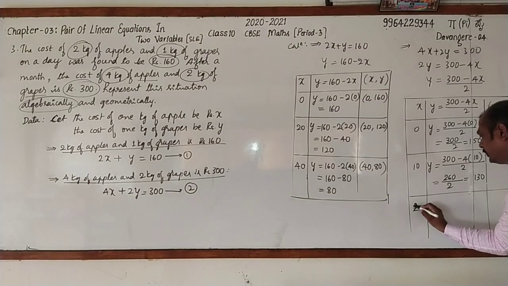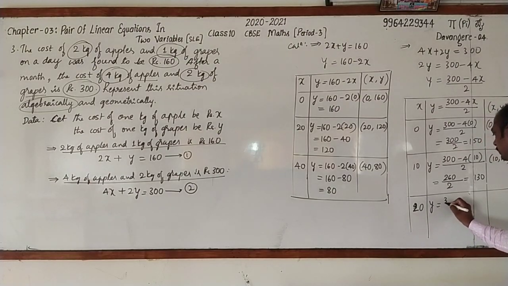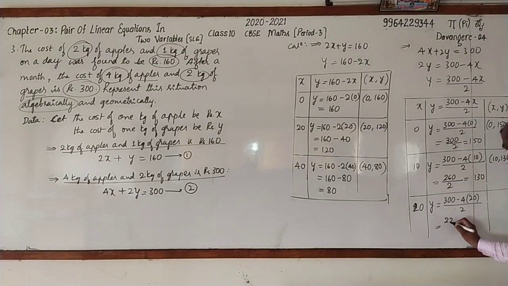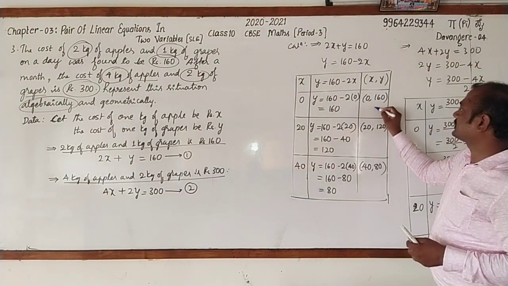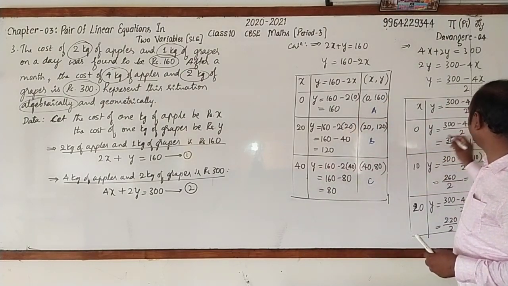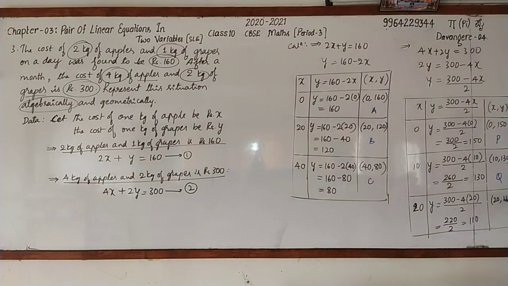Here I'll take 20. Then y is equal to 300 minus 4 into 20 divided by 2. 4 twenties are 80, 300 minus 80, it is 220 by 2, it will be 110. Got it? When x is 20, y is 110. Now let us go for naming these coordinate points as A, B, C and these three as P, Q and R. Let us locate them in the graph.